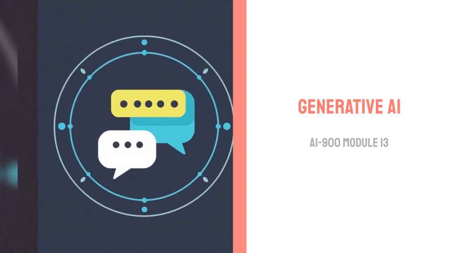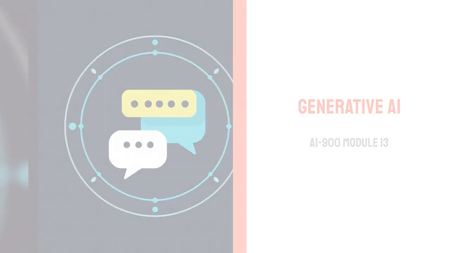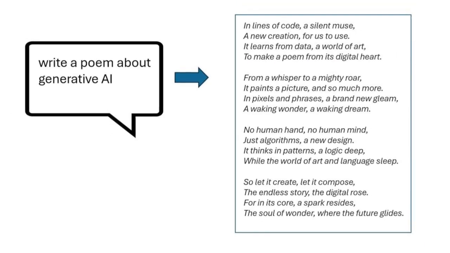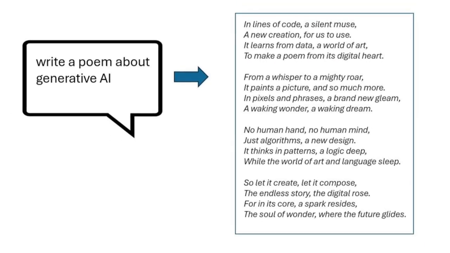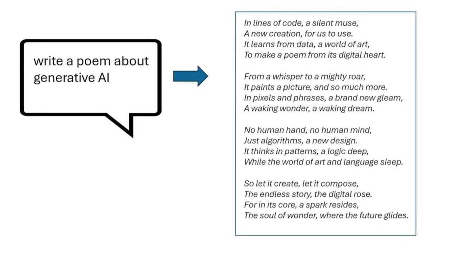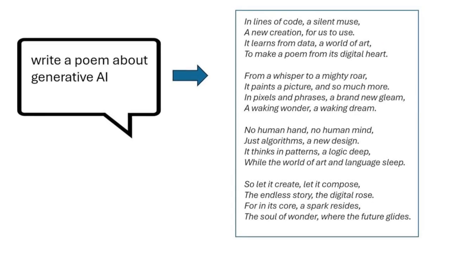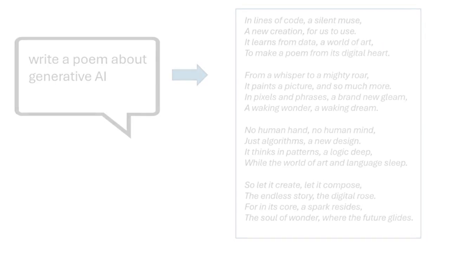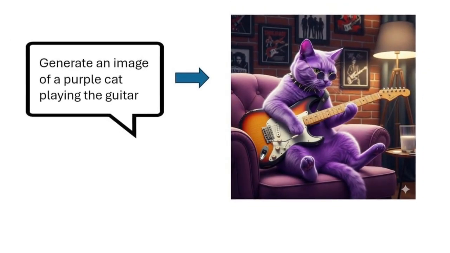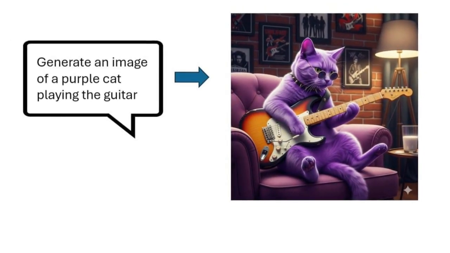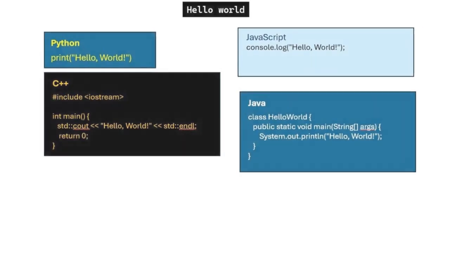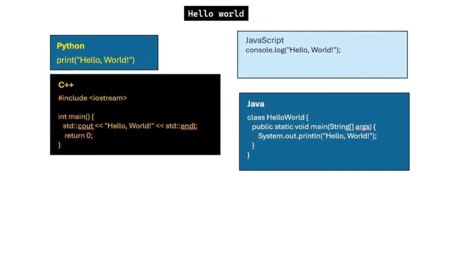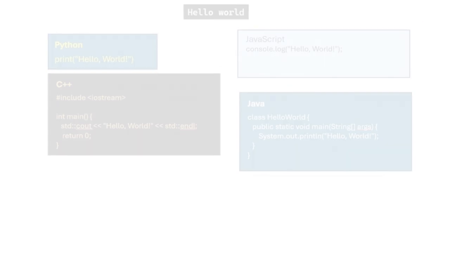Generative AI is a type of artificial intelligence that creates new, original content. Instead of just analyzing existing information, it can produce things like text, such as a poem or a story, images, like a purple cat playing a guitar, videos and code. How does generative AI work?